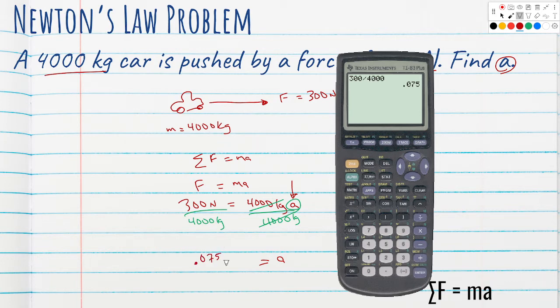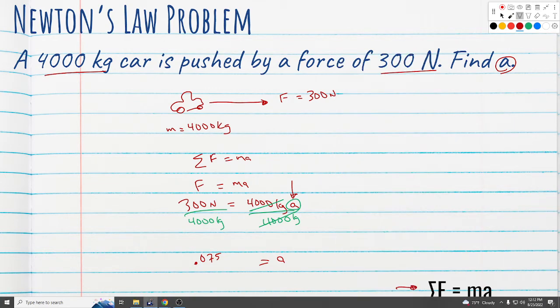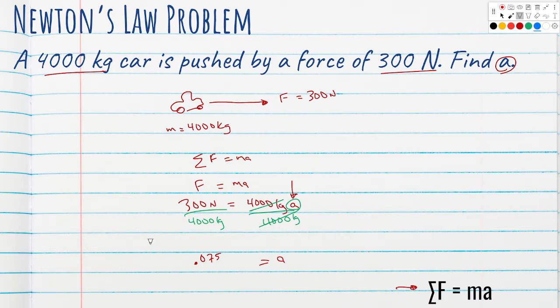It's speeding up a little bit. Each second it's going 0.075 meters per second faster than it was before. Here's a good place to stop and think about those units, and so I'm going to do that real quick. But you can see I've got newtons on top and kilograms on the bottom, and that's going to work out like this.